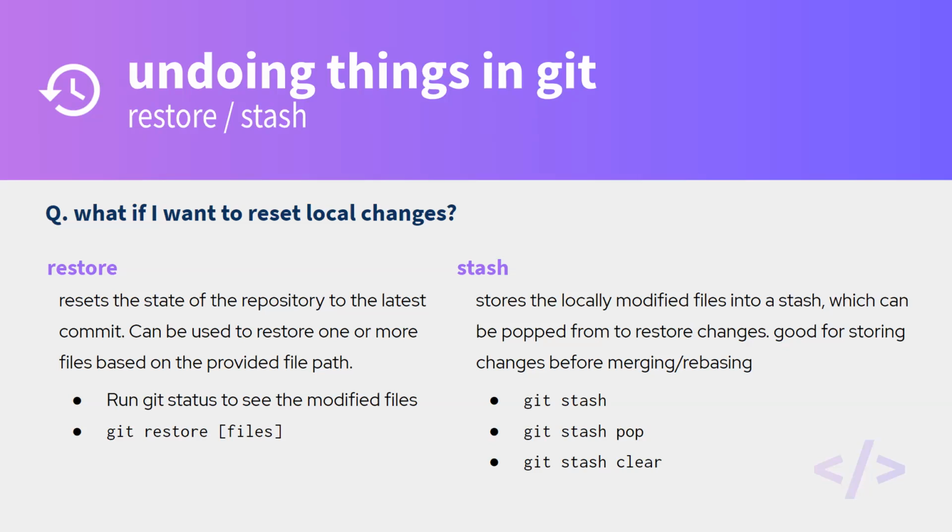This is one that I like to do when resolving merge conflicts. So you store the locally modified files into a stash commit, and then it can be popped from to restore changes. Essentially you just git stash, it'll take all of the local changes and create a stash commit locally, right? And then you would just git stash pop when you want to use it, and you can also clear the stash.